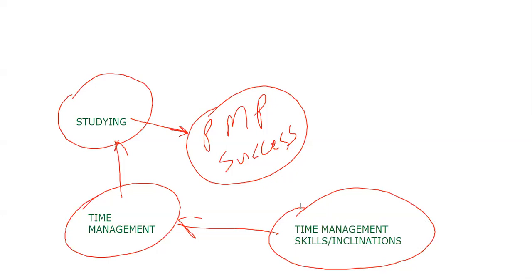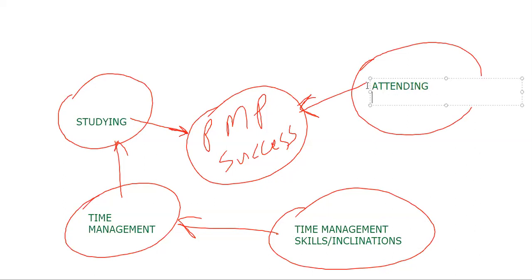But we could keep on going on and on like this. What else contributes to success? We could say attending the right course. And by the right course, I mean one that is tailored towards your learning style. And we could go on and on and on, okay? And this, at the end of the day, is going to create a web of ideas, not just brainstormed ideas, but showing interrelationships. So when should you use this?